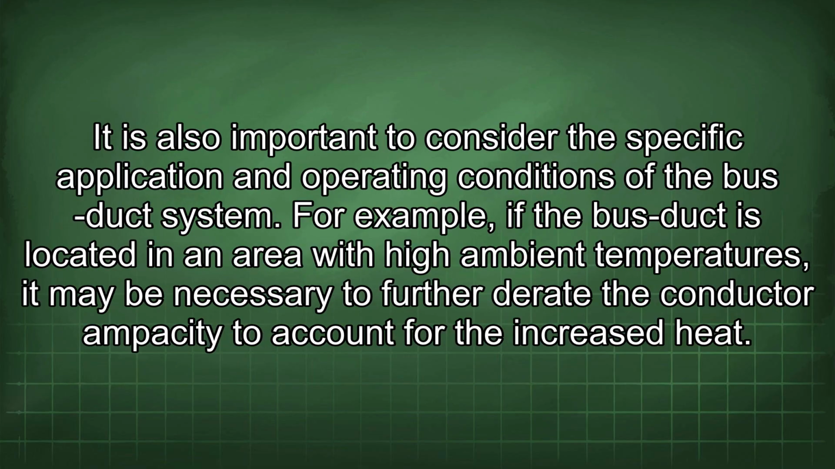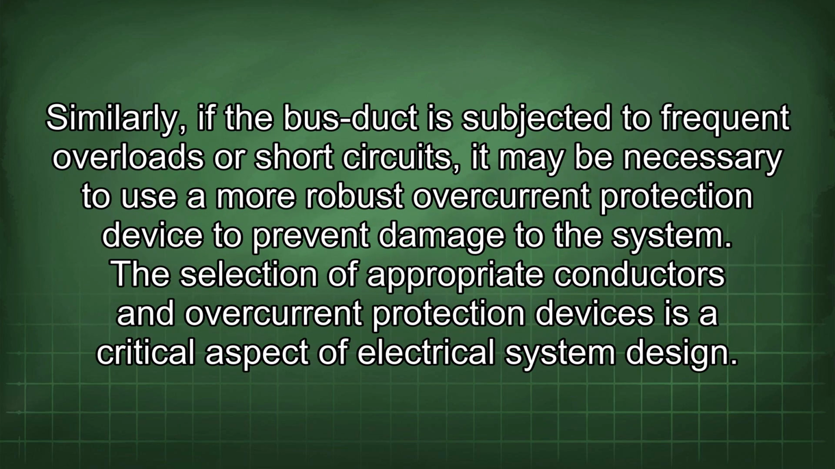It is also important to consider the specific application and operating conditions of the bus duct system. For example, if the bus duct is located in an area with high ambient temperatures, it may be necessary to further derate the conductor and capacity to account for the increased heat. Similarly, if the bus duct is subjected to frequent overloads or short circuits, it may be necessary to use a more robust overcurrent protection device to prevent damage to the system.